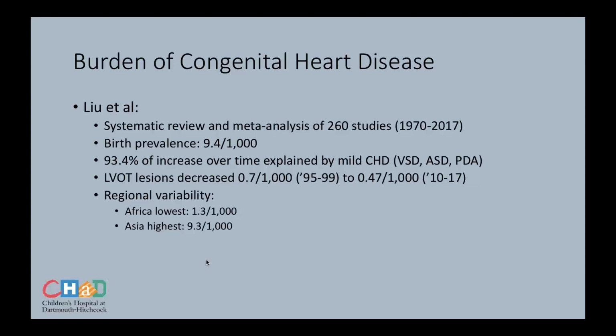Interestingly, they also put in some information about left ventricular outflow tract obstructive lesions, things like hypoplastic left heart, coarctations, aortic atresia, and mentioned that the prevalence rate for those lesions had decreased from the 90s into the second decade of the 21st century, likely due to prenatal detection and termination of pregnancy. Again, they noted the regional variability. This systematic review did include 2 studies from Africa, which had a very discrepant rate and quoted a much lower prevalence of about 1.3 per thousand, compared to the rates from Asia, which were the highest, about 9.3 per thousand.